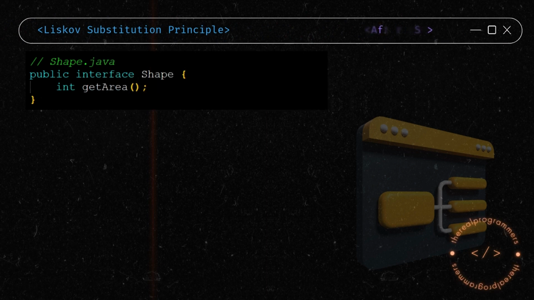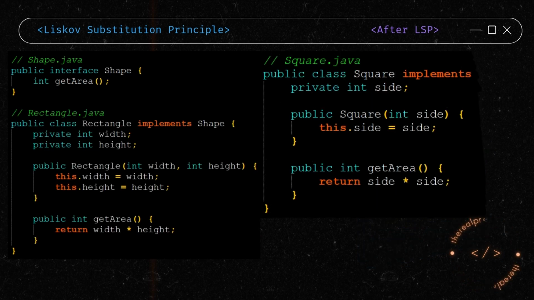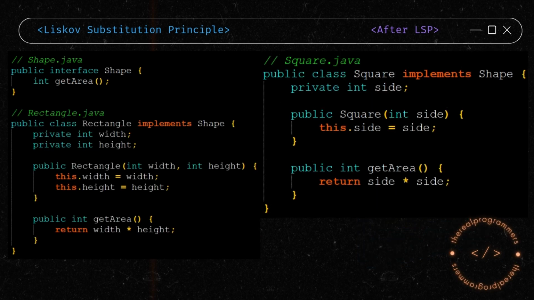To solve this, we can introduce an interface called shape with an abstract method getArea. So any class which implements this interface will also have to provide an implementation for the getArea method. Now, the rectangle class and the square class can implement the shape interface, and the objects of the rectangle class and square class can be used interchangeably without any unexpected behavior.